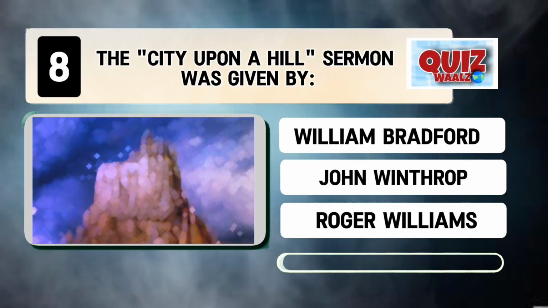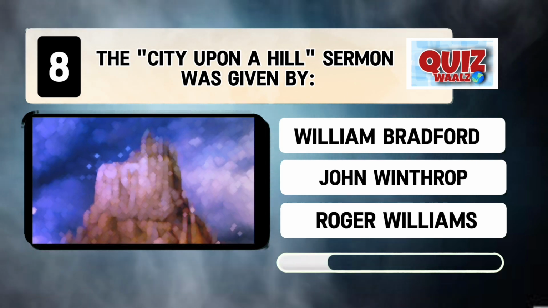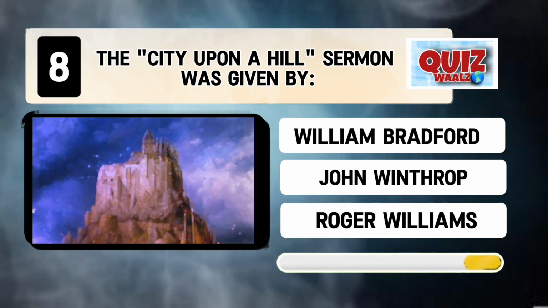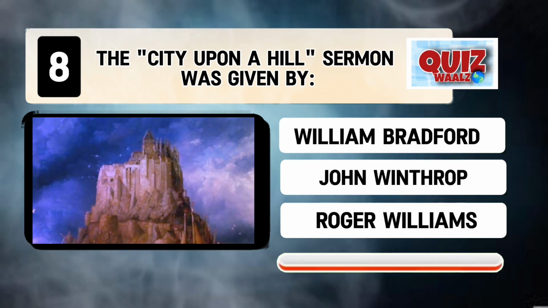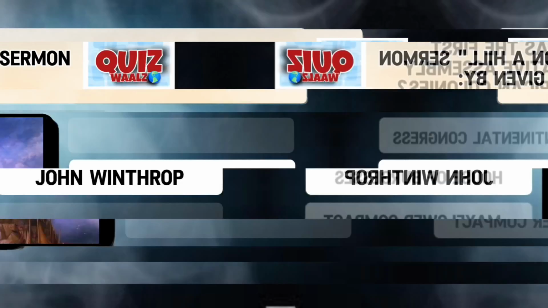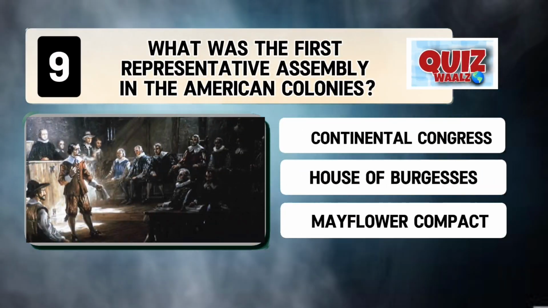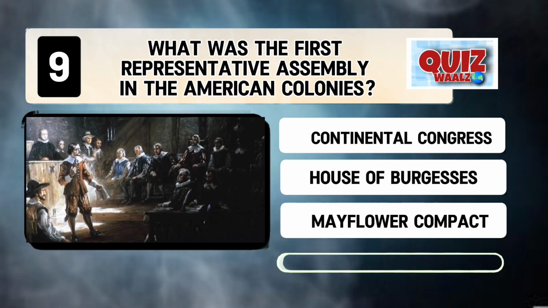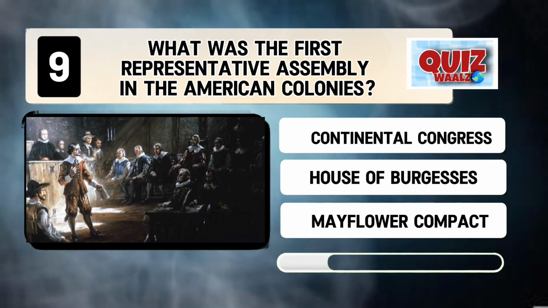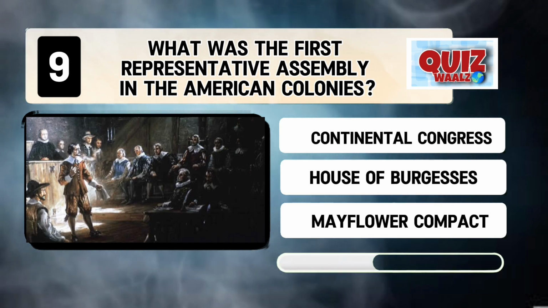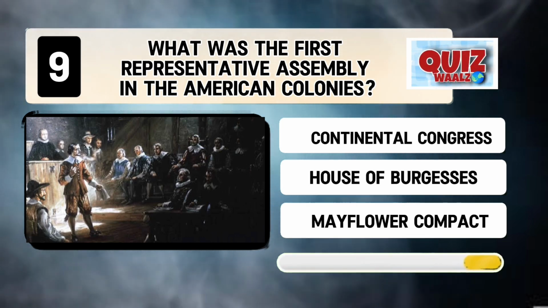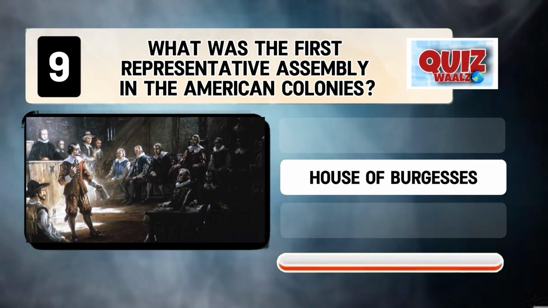Question 8. The City Upon a Hill sermon was given by A. William Bradford, B. John Winthrop, or C. Roger Williams. You got that right. It's John Winthrop. Question 9. What was the first representative assembly in the American colonies? A. Continental Congress, B. House of Burgesses, or C. Mayflower Compact. House of Burgesses.